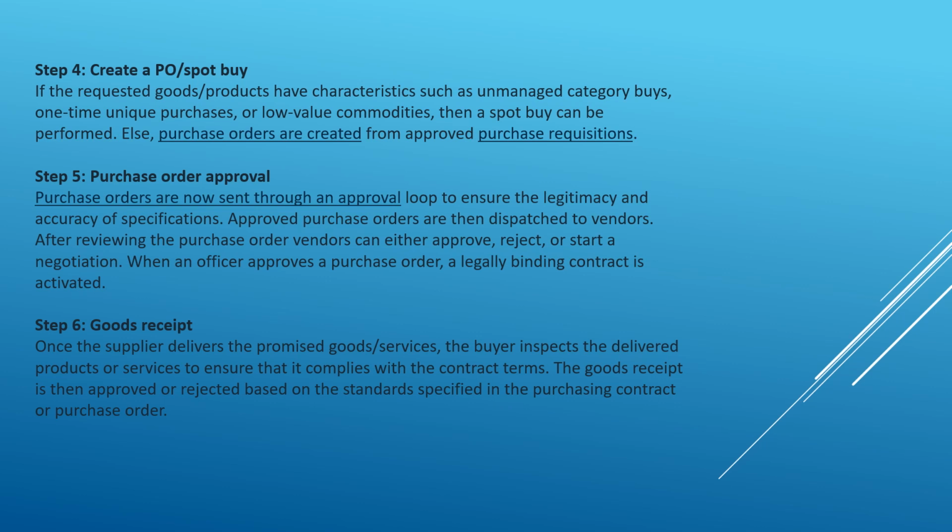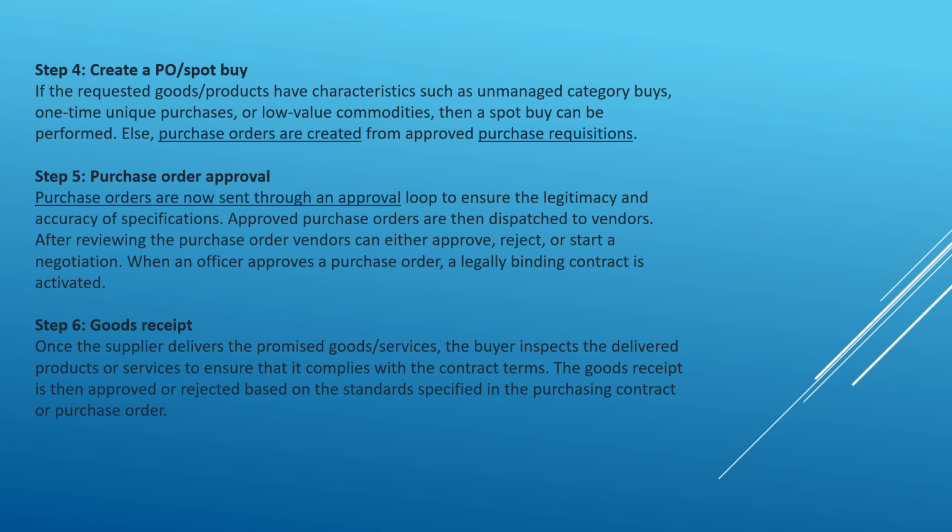So here purchase orders are sent through an approval loop, and they will check whether the legitimacy and accuracy of specifications is ensured correctly or not. After approving the purchase orders, they will dispatch them to the vendors, and the vendors will review the purchase orders. The vendors can either approve, reject, or start a negotiation. If the officer approves the purchase order, a legally binding contract is activated.